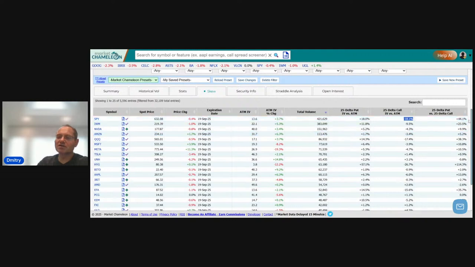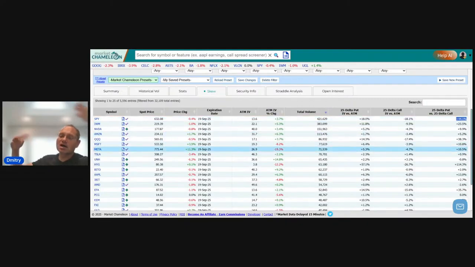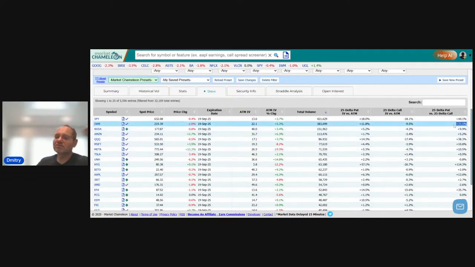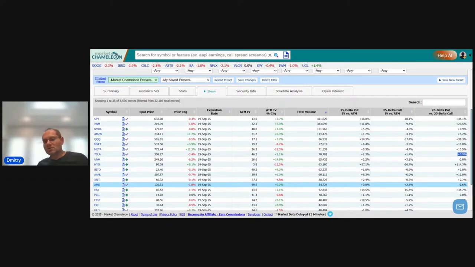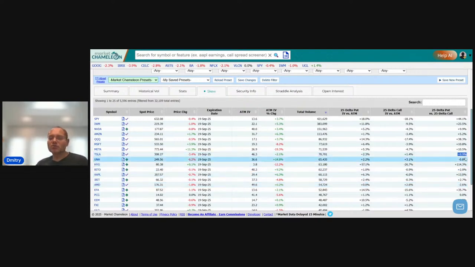So here you could see that the 25 delta put implied volatility is 44% higher than the 25 delta call in SPY. In IWM, it's 23.5. Here, it's almost flat. So look, in Tesla, the put and call are almost the same. That's what it's saying. The implied volatility in the put and the call are close together. The put is slightly higher by 1%. Okay. Here, it went the other way.